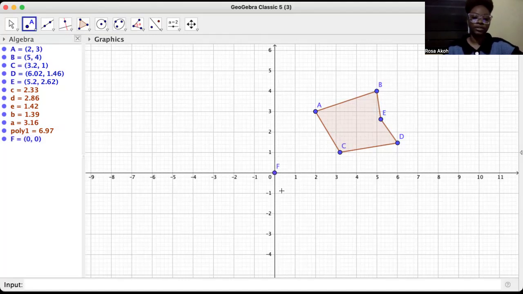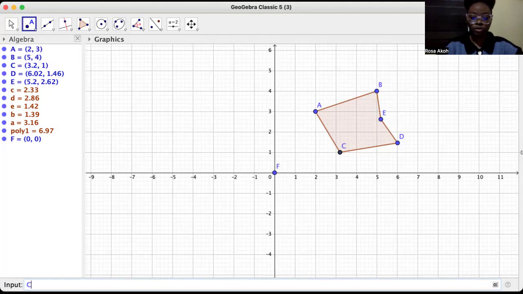The next thing I want to do is to create circles. These circles will have the origin as the center and will pass through the points of the polygon, so that's A, B, C, D, and E. I want to use the circles to show that whenever the object is being rotated, it moves in the same orbit as the rotated object.